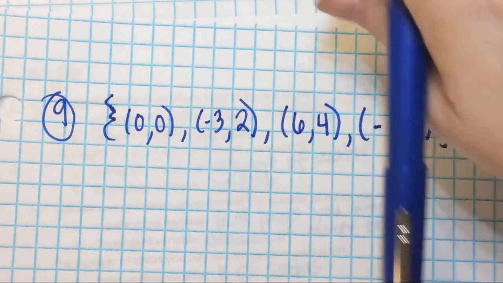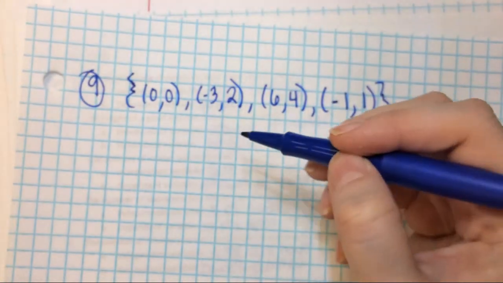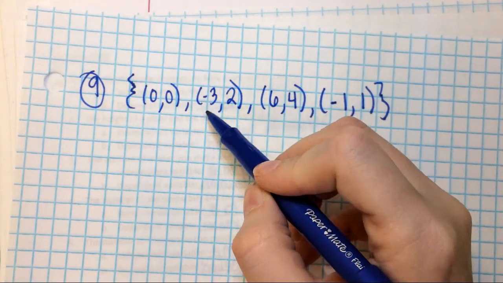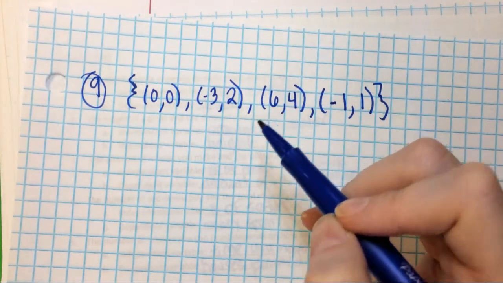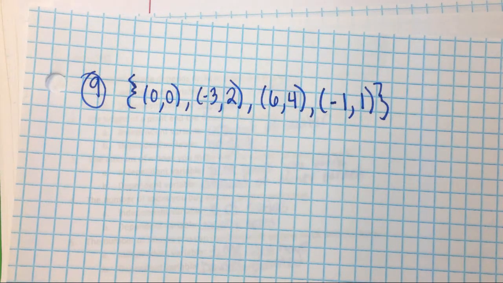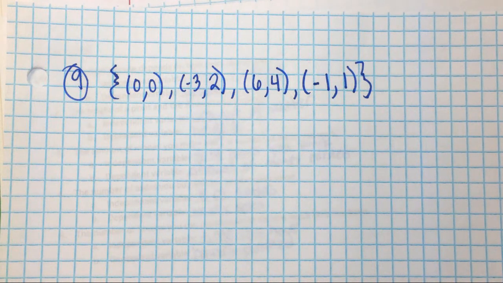When you list a set of ordered pairs like this, you have to list it exactly this way. You see I have each ordered pair in parentheses, and then I have commas between each ordered pair, and then around all of the ordered pairs I have braces. That's important. So number 9, it says express each relation as a table, a graph, and a mapping. So we're going to go through each one and make sure we know what they look like.